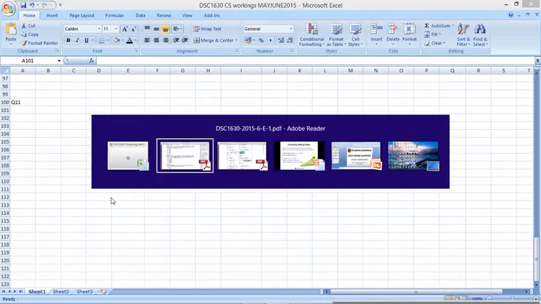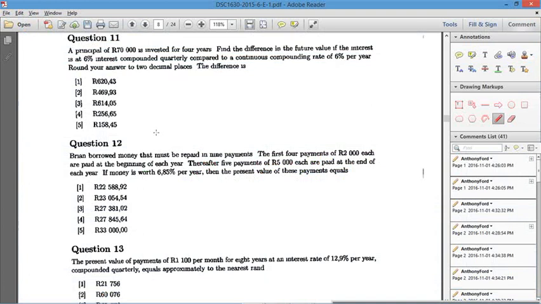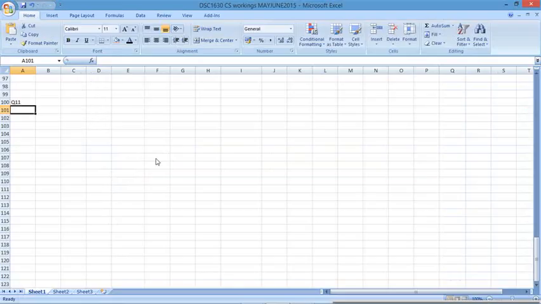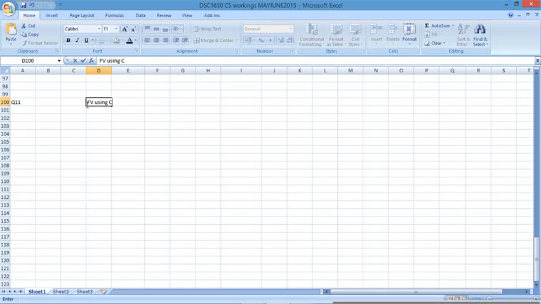Alright guys, question number 11. A principal of 70 is invested for 4 years. Find the difference in the future value if the interest is 6% compounded quarterly compared to continuous compounding. So we're looking at the difference between the future values: future value using compound interest quarterly versus future value using compound interest continuously.